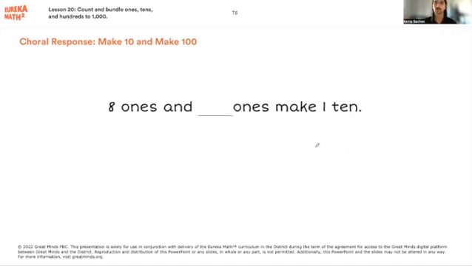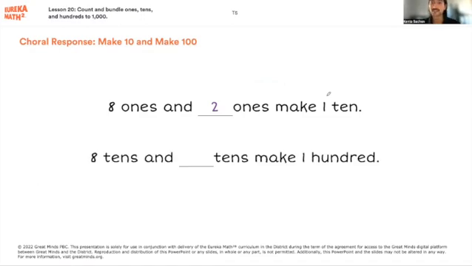Okay. Now this time I'm starting off with 8. 1, 2, 3, 4, 5, 6, 7, 8. How many more do I need to make 10? Emilia? Yeah, I need 2 more. So 8 ones and 2 ones make 10.